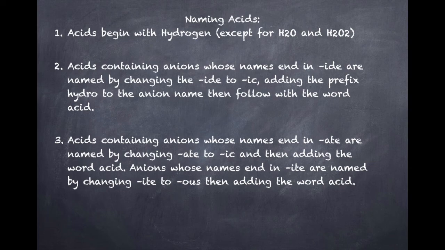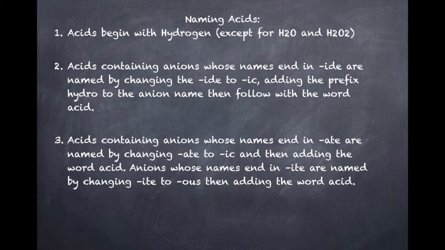Now, there are two different main types of acids, those that just have an anion and those that have a polyatomic ion. So let's talk about ones that just have an anion. So acids that contain only an anion, which remember is going to have that -ide ending, what you do is change the "ide" to "ic", and then put the prefix hydro. So for example, if you have HCl, that would be hydrochloric acid, or hydrobromic acid, or hydroiodic acid, or hydrofluoric acid.